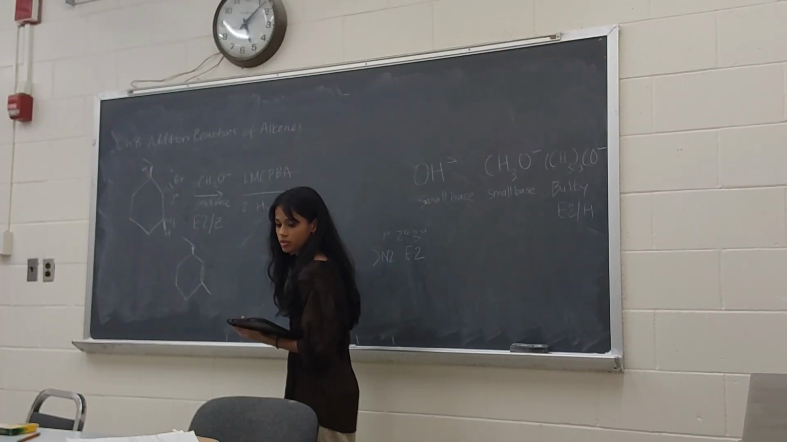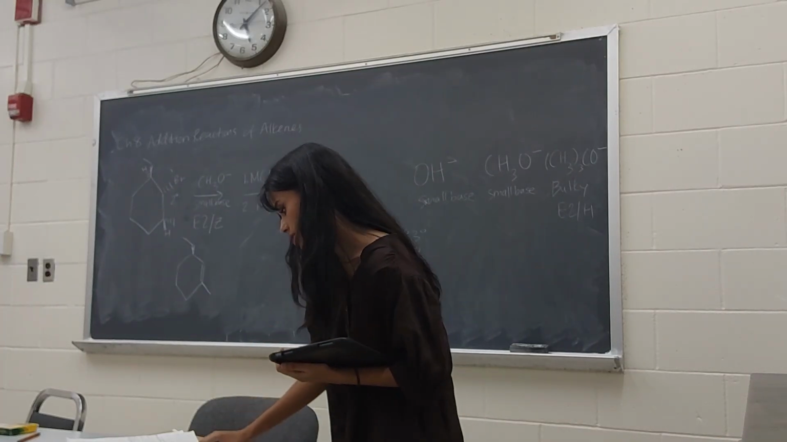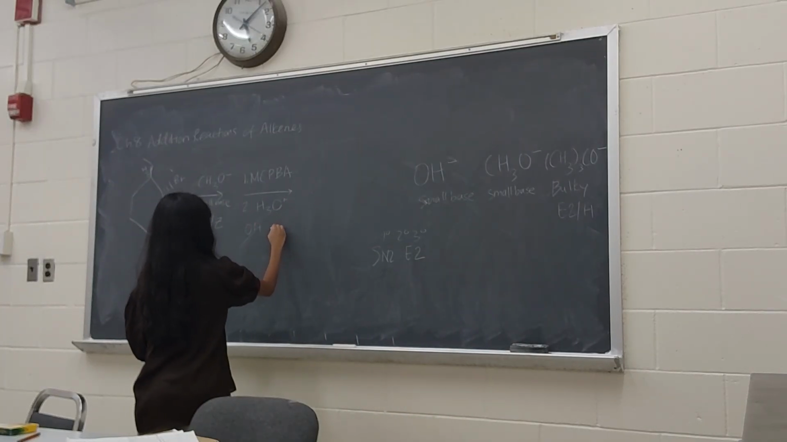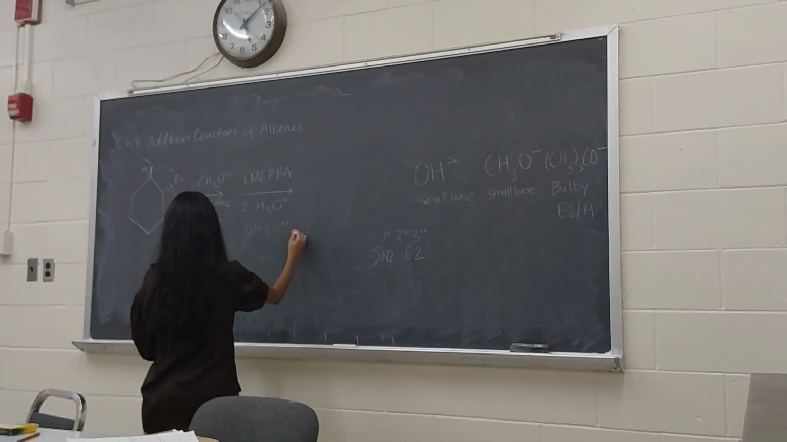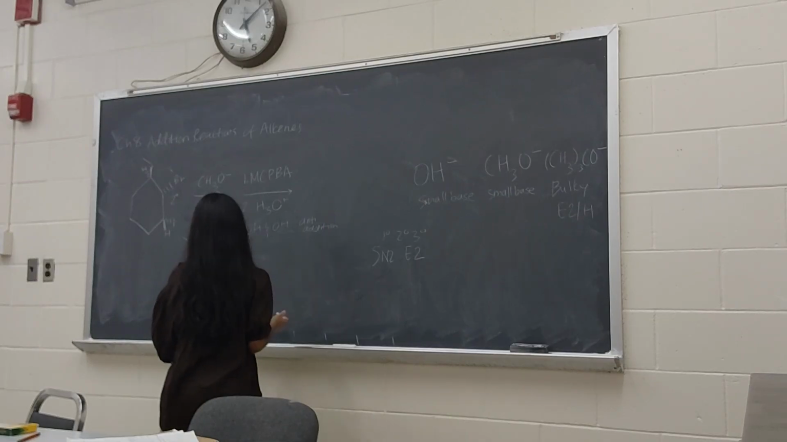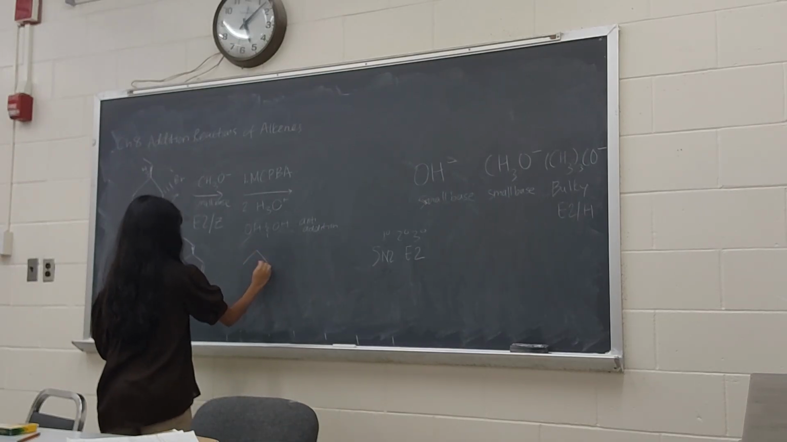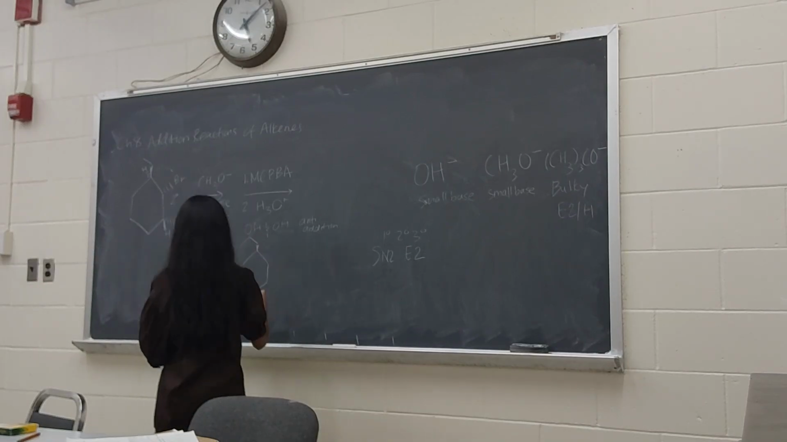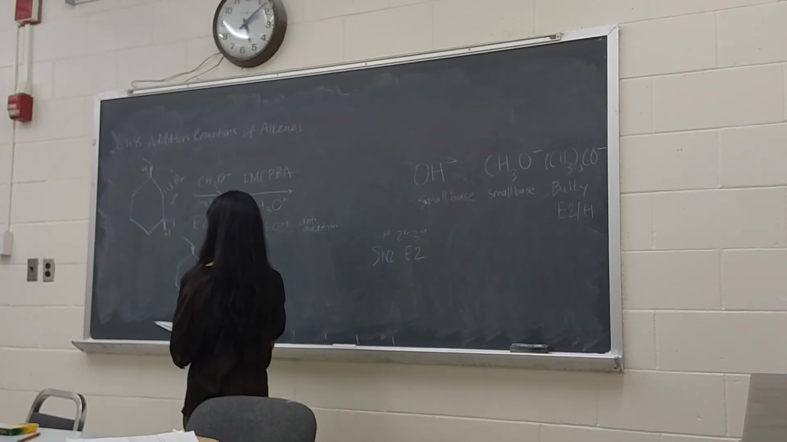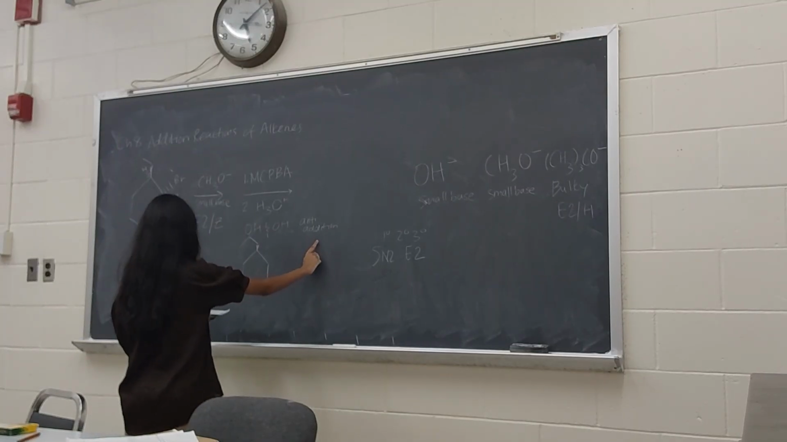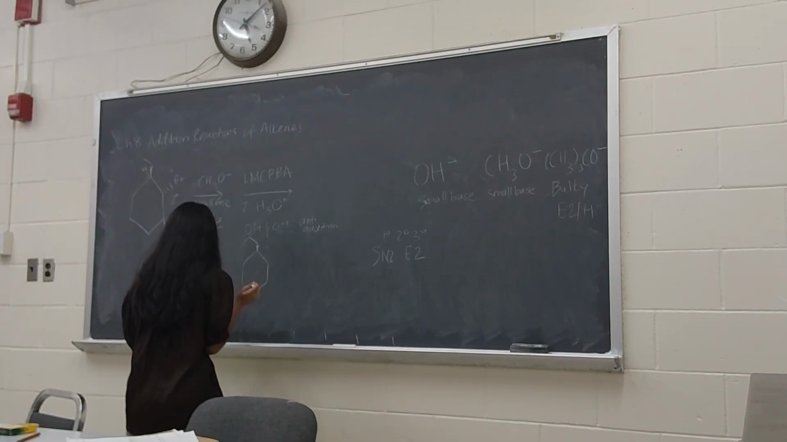For this one, it's on the table. It says addition of two OHs, anti-addition. So it'll add on either ends of the alkene for the double bond. Anti.